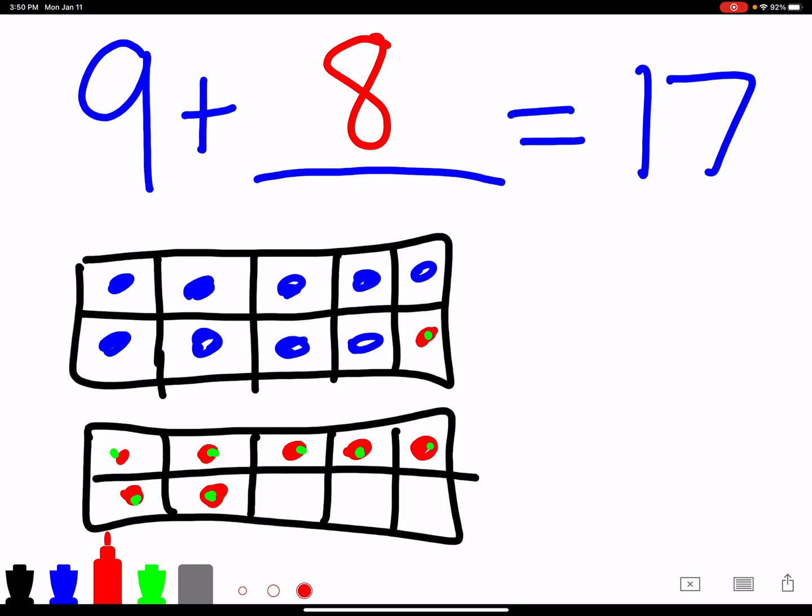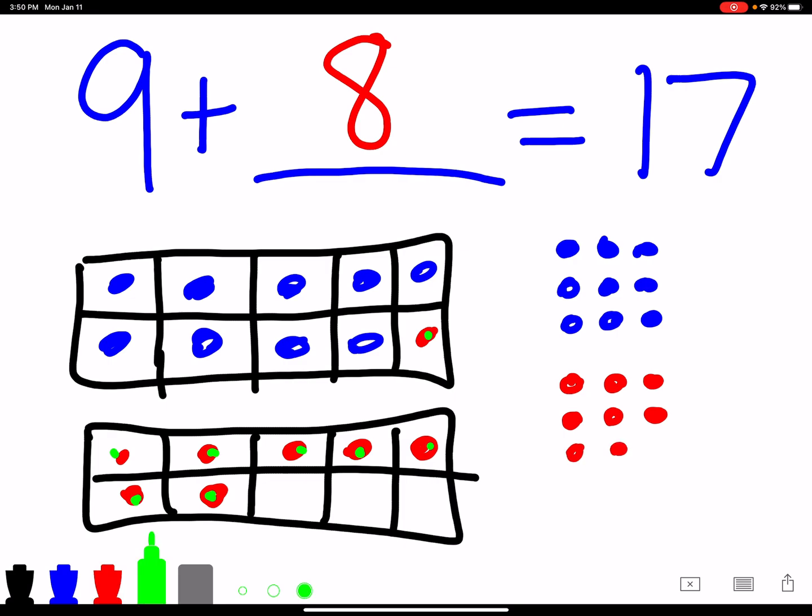We can check our work if we want to, just to double check our work. So if we do 1, 2, 3, 4, 5, 6, 7, 8, 9, 1, 2, 3, 4, 5, 6, 7, 8. So let's count the total of dots that we have. We have 1, 2, 3, 4, 5, 6, 7, 8, 9, 10, 11, 12, 13, 14, 15, 16, 17. We have 17. So we did 2 ways to show that 9 plus 8 is 17, to show that our work is correct.